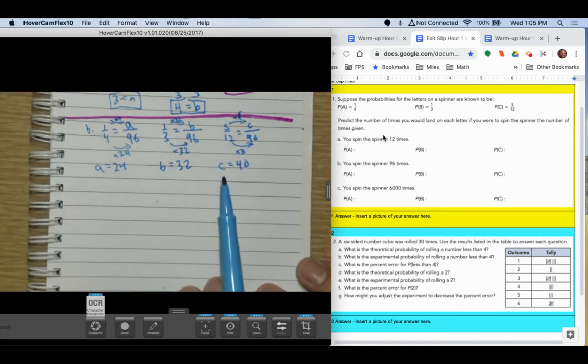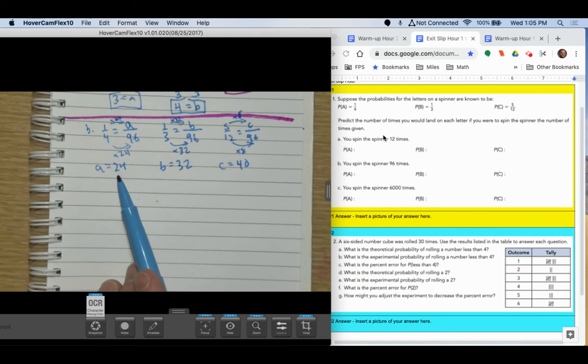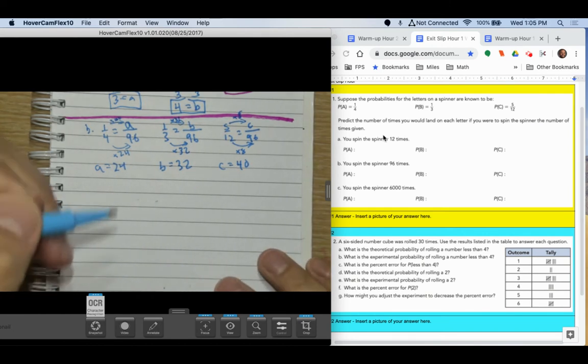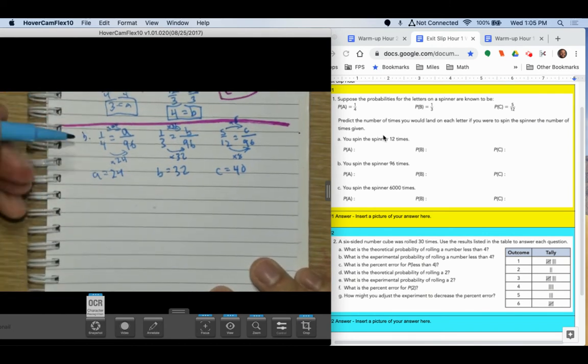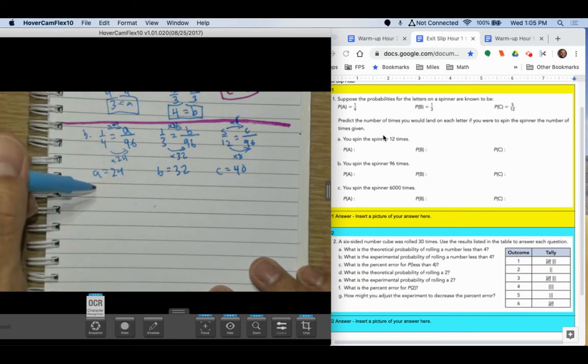And then I can double check. 40 plus 32 is 72. 82, 92, 96. When I add them all together, I get all 96 trials. This is a prediction of how many A's I would get if I spun it 96 times. All right.